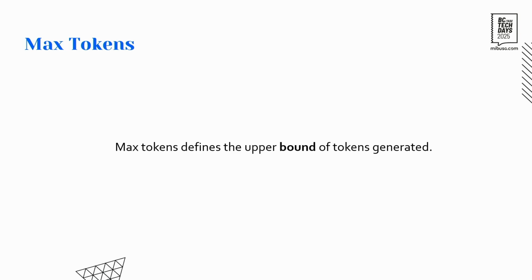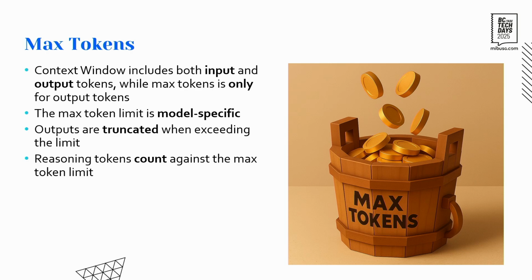The next one is max tokens. Max tokens defines the upper bound of the number of tokens that the system can generate. So what does that look like? I wanted to throw in another term real quick, which is the context window. I'm sure many of you have heard of the context window before. For example, with GPT-4o, the context window is about 128,000. This is both the input and output tokens. And when I talk about max tokens, this is specifically about the output tokens only.